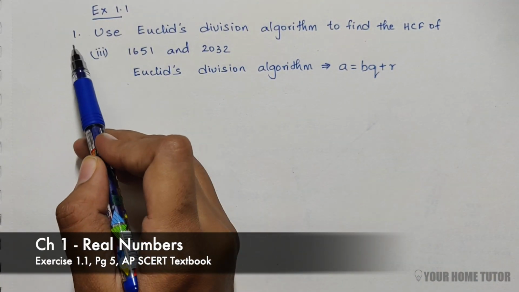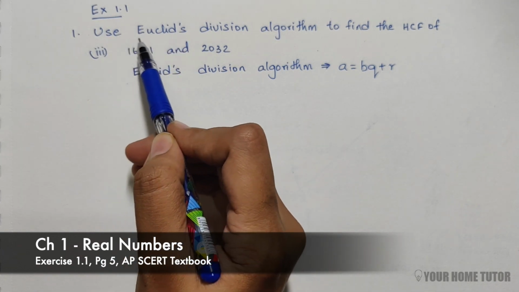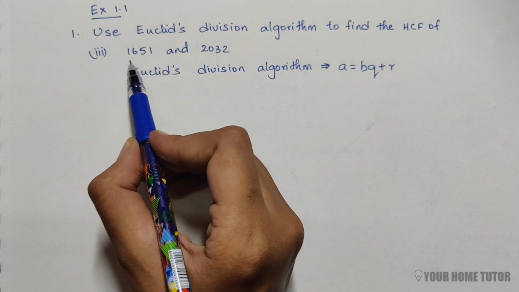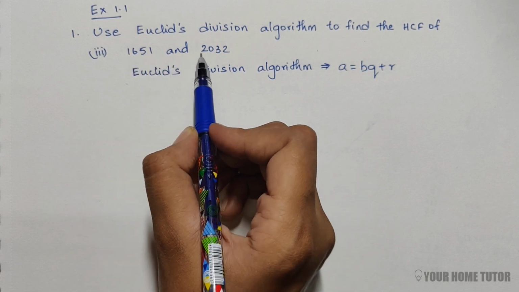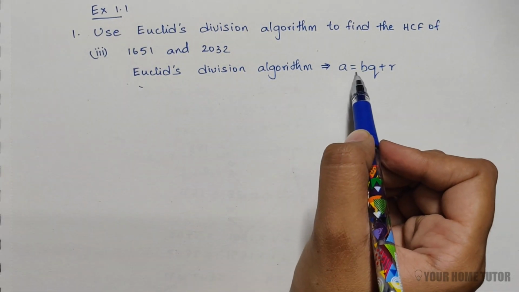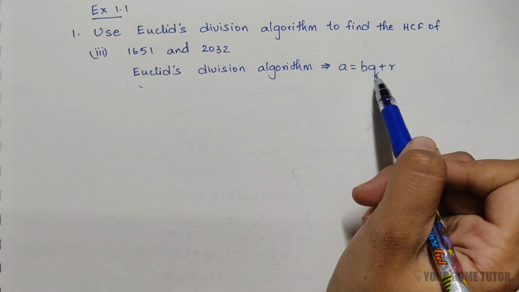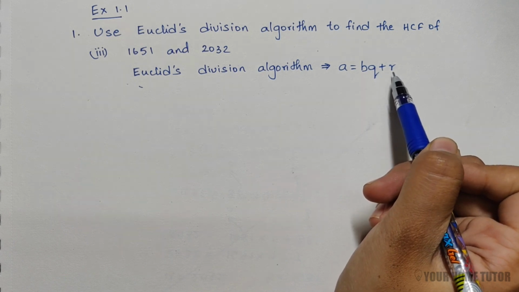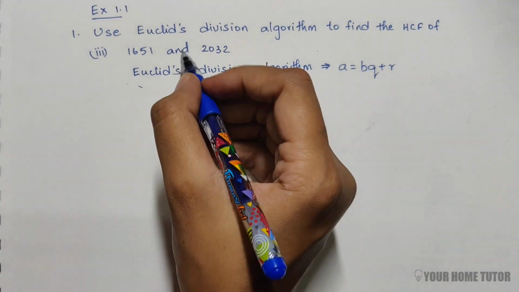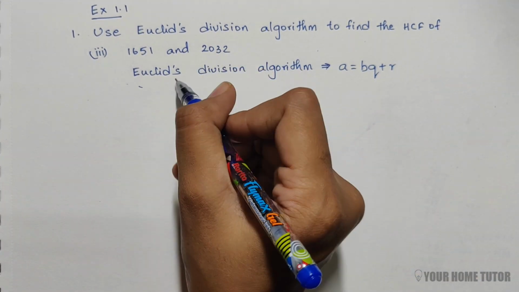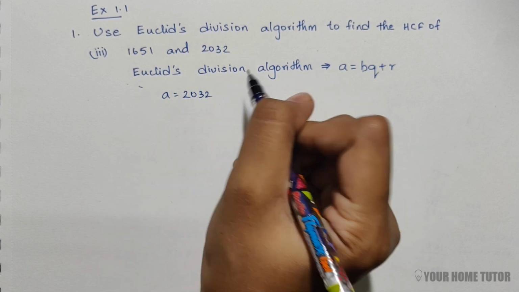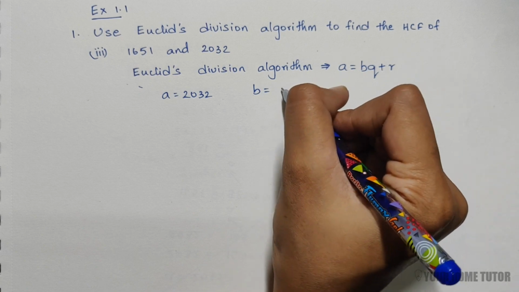Exercise 1.1, first problem, third bit. Use Euclid's division algorithm to find HCF of 1651 and 2032. So our algorithm is A equal to BQ plus R, where Q is quotient and R is the remainder, and A and B are two positive integers. Here we'll take the bigger number 2032 as A and the smaller number as B.